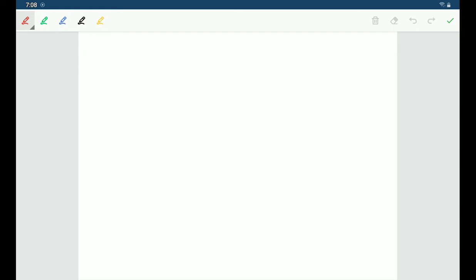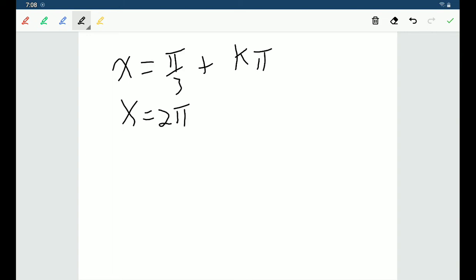And now we can write out the general solutions. The general solutions are x is equal to pi over 3 plus multiples of pi, and it's pi, not 2 pi, because pi is the period of tangent, or x is equal to 2 pi over 3 plus multiples of pi, again, because the period of tangent is pi. I do still have to say where k is an integer.